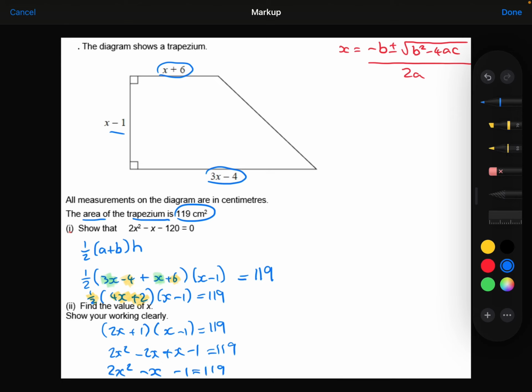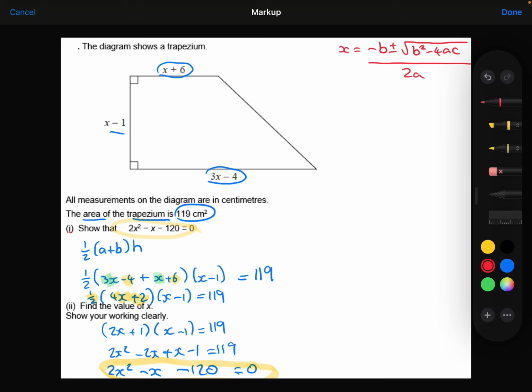And my last step, I'm going to subtract the 119 from both sides, so this equation equals 0. So if I subtract the 119 from both sides, we've then got the minus 1 minus 119, which is minus 120. And hopefully you can see now that this is what we needed to show. So we've done part I of the question.